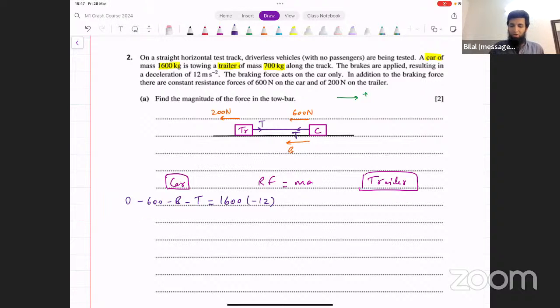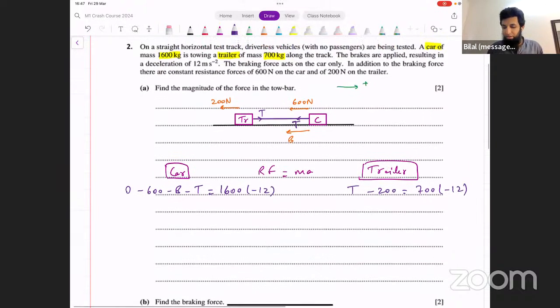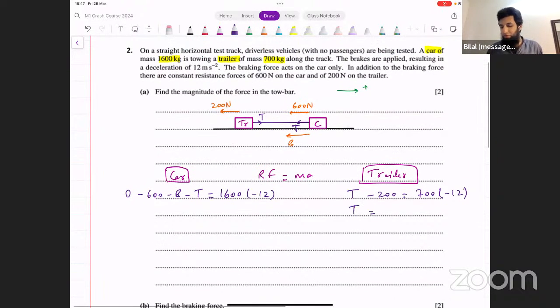Let's look at the trailer. What are the forces acting on the trailer? Forward force is T, and backward force is 200, and that's it. Mass of the trailer is 700 into acceleration, which is negative 12. This only has one unknown, T. We can find the value of T here. Let's see what that turns out to be. T equals minus 8400 plus 200. The value of T turns out to be negative 8200 Newton.